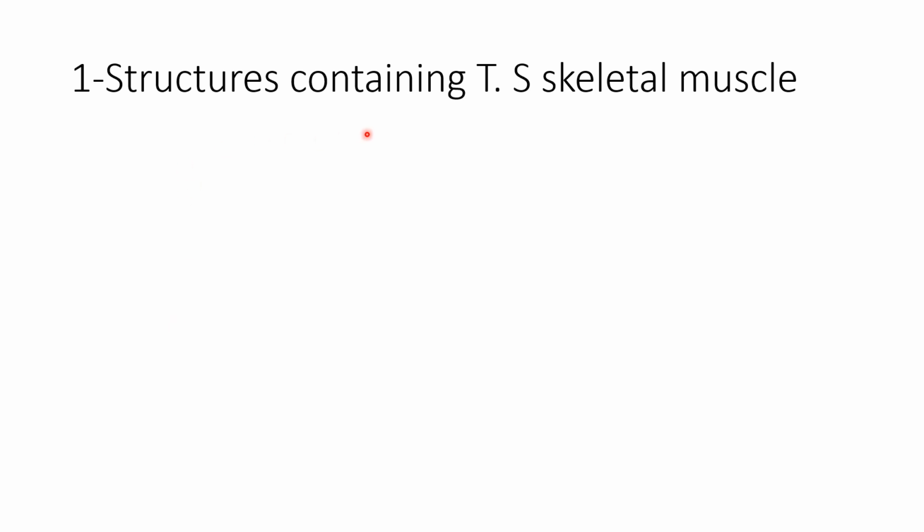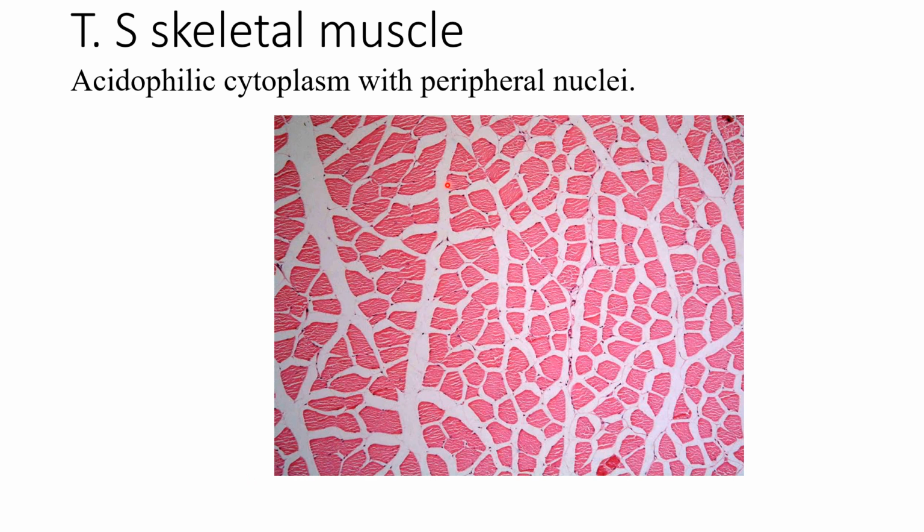If you see under the microscope a structure containing TS skeletal muscle, someone will ask me, how could I identify the TS skeletal muscle? It appears as muscle fibers, polyhedral with peripheral multiple nuclei, and this is the endomysium and this is the perimysium. If you see such a section, please look well under the microscope to see if all of it is formed of TS skeletal muscle, so you should write TS skeletal muscle. Why should you write TS? Because we have LS sections as well.